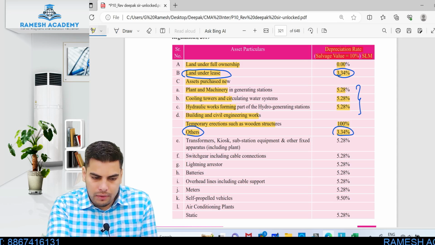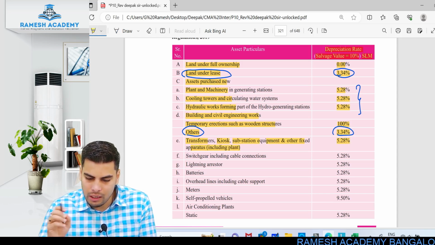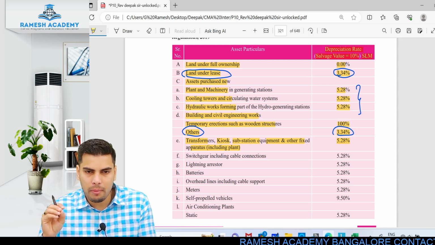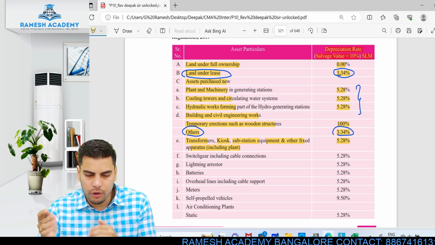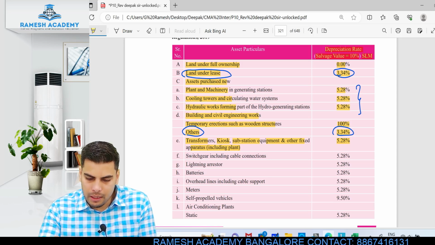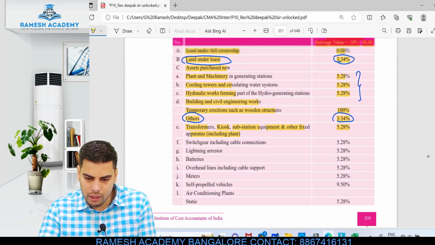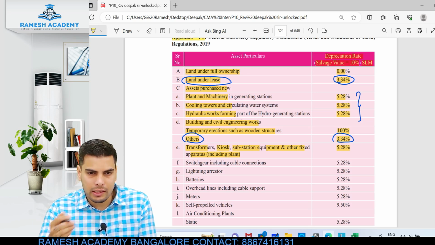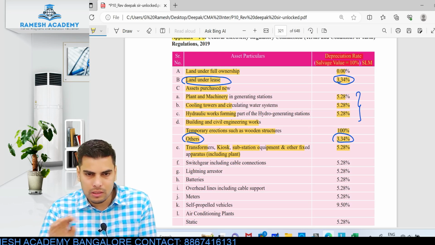All right, so then we have transformers, kiosk, substations, equipment. Transformers and all, it is 5.28. As I already told you, you just need to remember two rates, 5.28 and 3.34. 3.34 will be applicable only in two cases: one is land under lease, another is building other than temporary structure. For a temporary structure building, it is 100%.